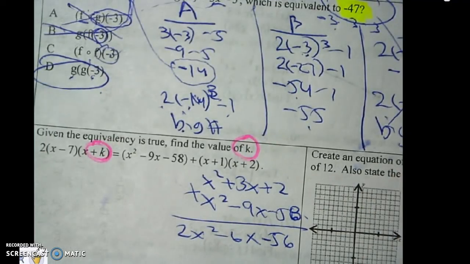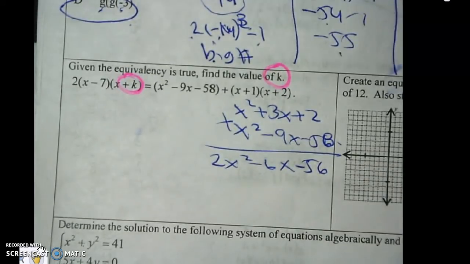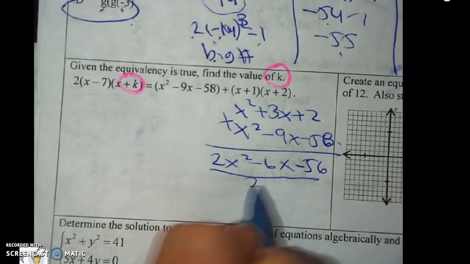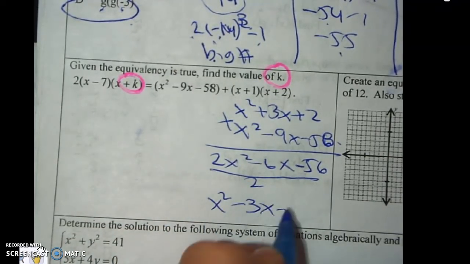Now we're trying to find the value of K, which means we're solving, which means we can get rid of things if we need to. I see all of these are divisible by 2, so I divide.